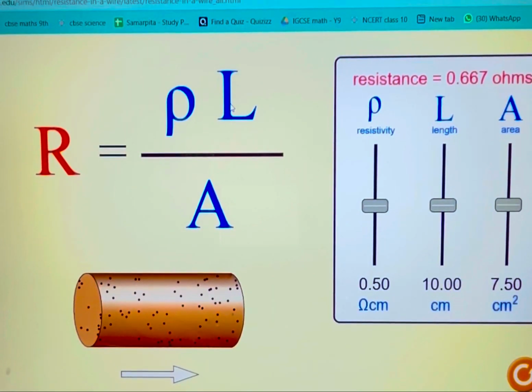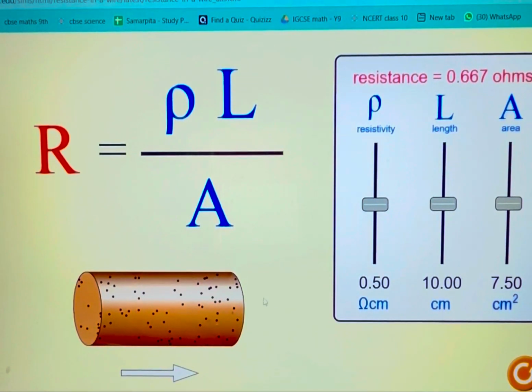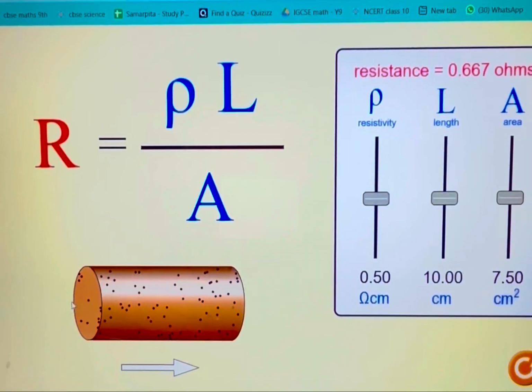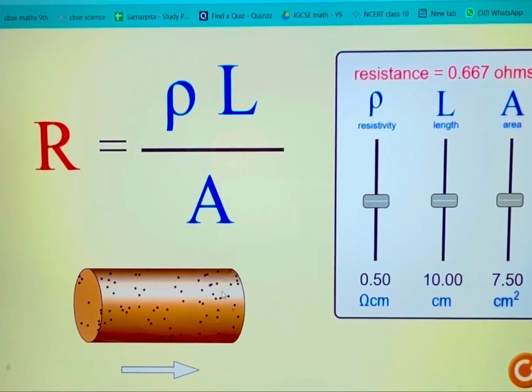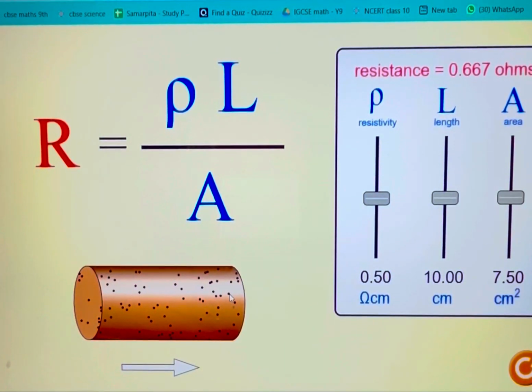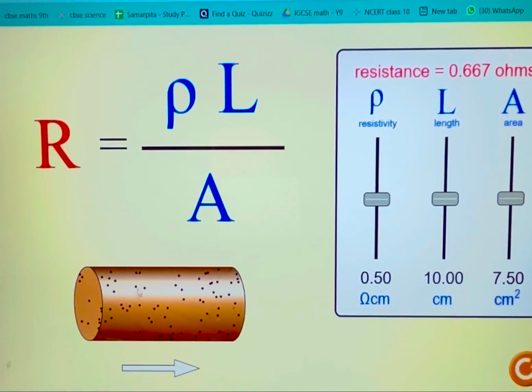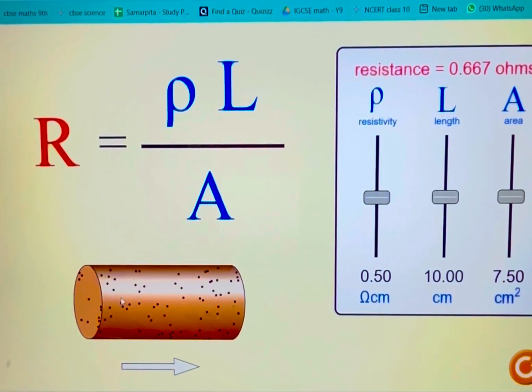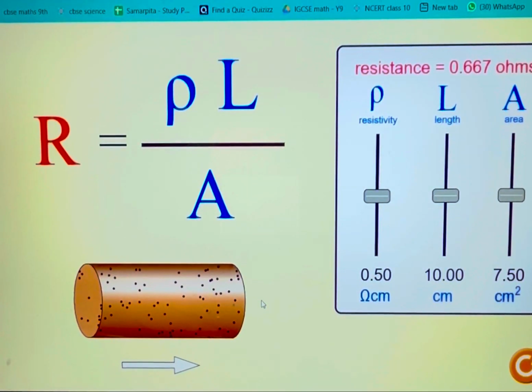Now similarly, if we talk about length, say if we keep the area constant and increase the length, then an electron traveling through this wire has to experience a lot of collision with the other atoms, and therefore the resistance would increase. But if you keep the length short, then the electron may not have to experience that many collisions and can quickly pass on to the other side of the conducting wire.